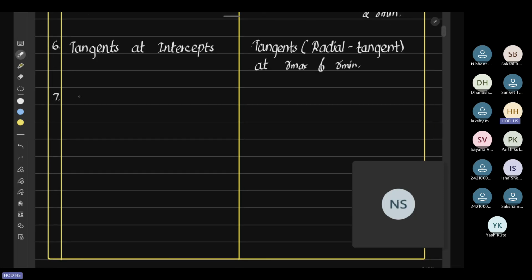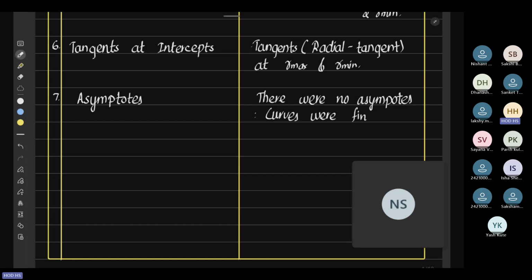Finally, here we calculated the asymptotes. Asymptotes were defined as slopes, tangents at infinity. Here there were no asymptotes, so we did not discuss anything, because curves were finite. So there were no asymptotes in the polar case.